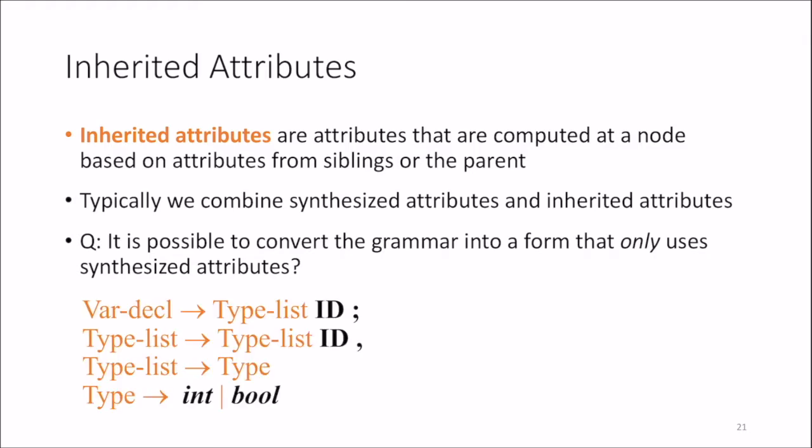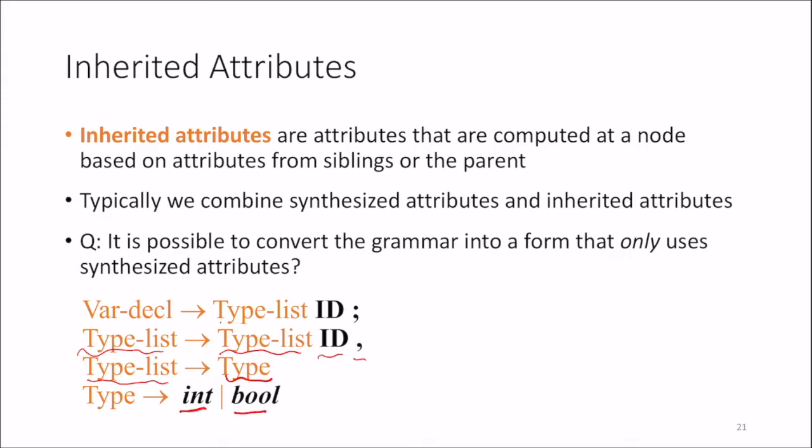So here's a different grammar. It also produces a comma separated list of identifiers in a variable declaration. The way that it does it is slightly different. Instead of having a right recursive rule like the previous case, it has a left recursive rule. So in this case, type list expands to type list ID, comma, and the recursion, the base case is when the type list ends in a type and then the type is expanded to int and bool.